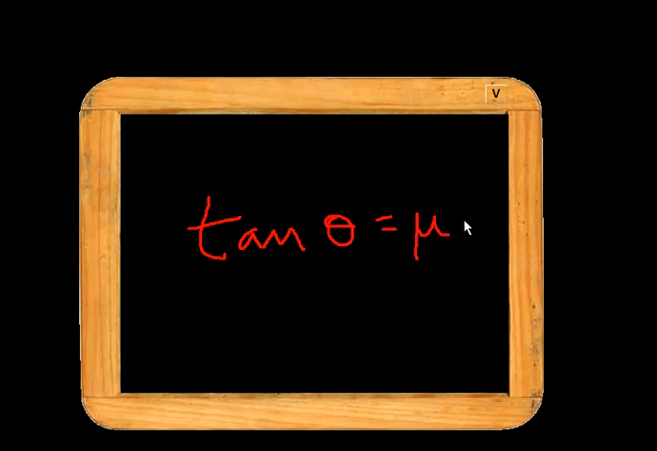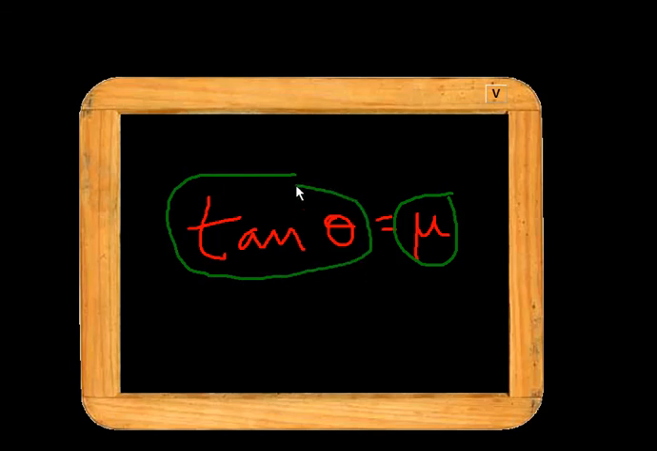So we proved that the coefficient of friction equals the tangent of the angle of friction. Understood? So we can also define the coefficient of friction as the tangent of the angle of friction. This is the angle of friction.